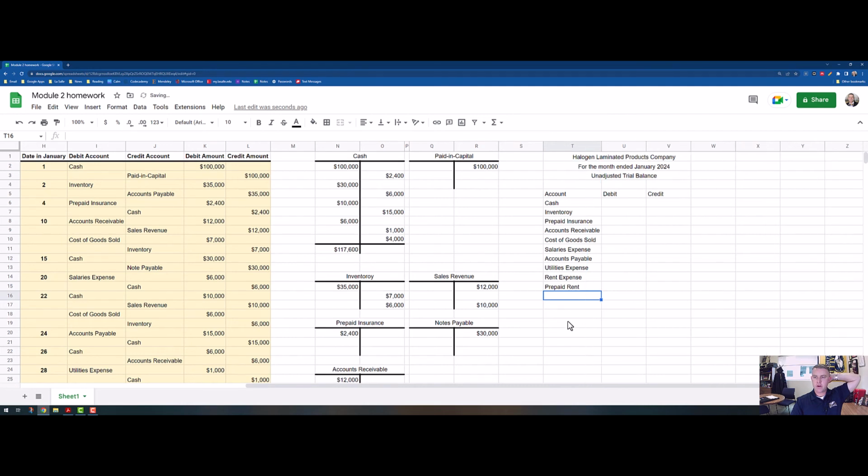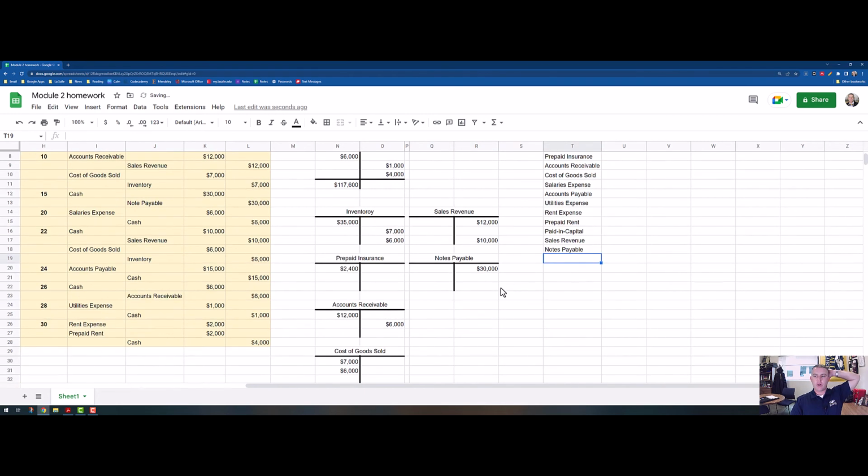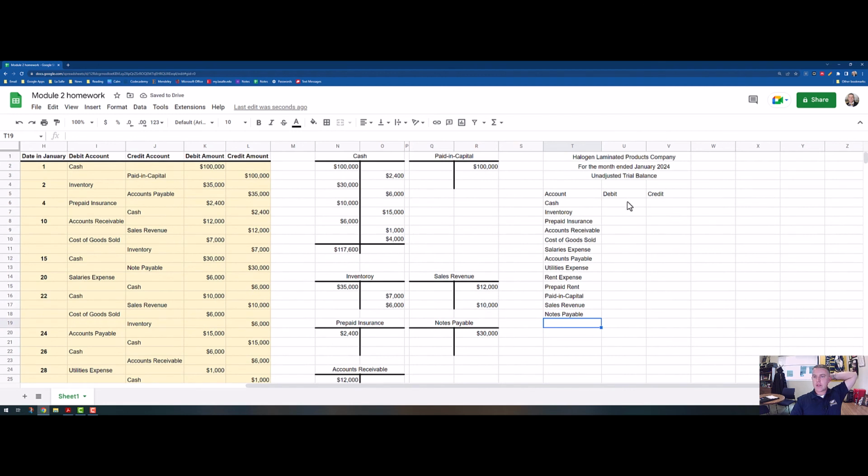Let's make this a little bigger. And then I'm going to do all the accounts from the other side: paid in capital, sales revenue, notes payable. Okay, so we got all the accounts listed, and so my cash balance is going to be that, right? And then I don't want you to autofill it.